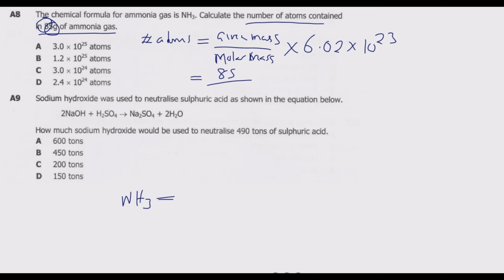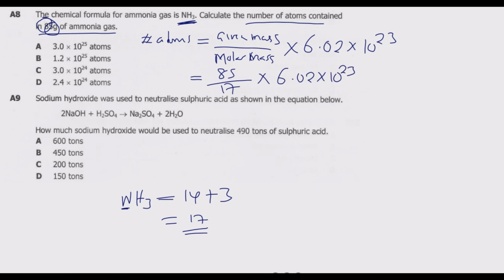So if you are to find the molar mass of this, nitrogen, the mass number is 14, then plus we have 3 hydrogens, so each hydrogen has 1 mass number, so we have 3. When you add this, we have 17. So this 17 is basically the molar mass. So here we put 17, then multiply by 6.02 multiplied by 10 to the power 23.